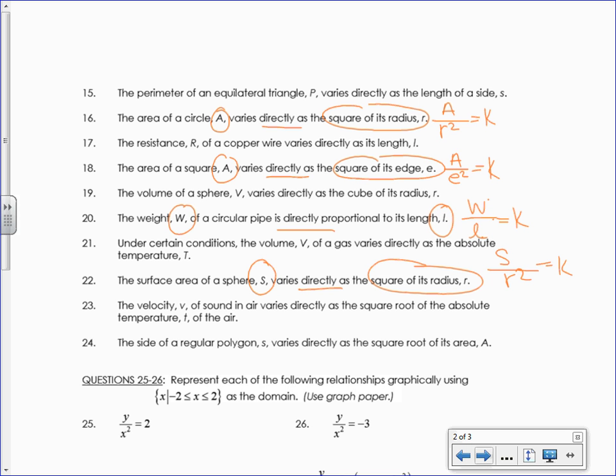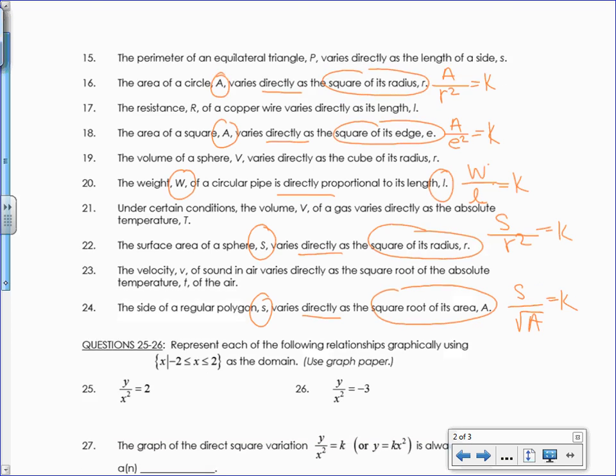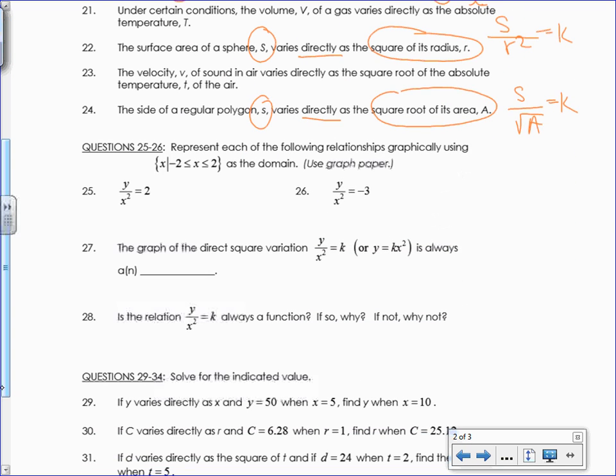And 24, the side of a regular polygon, S, varies directly as the square root of the area. Okay, square root is not the same thing as square. So the side varies directly as the square root of the area. Okay, it really is that easy, guys.